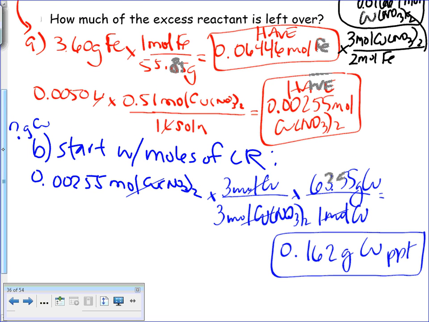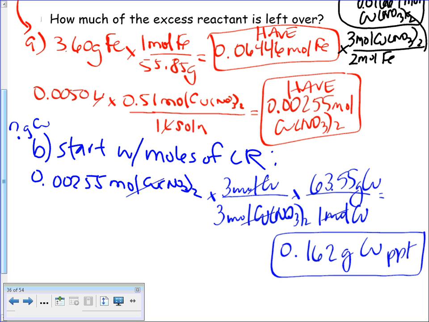So now, how much of the excess reactant is left over? So that's the part we didn't finalize right here. Who's in excess again? Iron's in excess. How much do I have of iron? That, right? How much do I need of iron? I didn't finish it. So, can we figure out how much we need of iron right now? How do I figure it out? Using the moles of copper 2 nitrate, how do I figure out how much I need of the other?